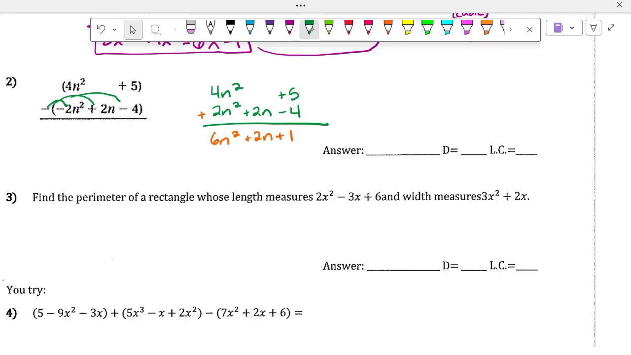Oh, yeah, you're right. See, Miss Murphy makes mistakes all the time. Son of a biscuit. There we go. See, I made the most common mistake. I only did the first term and not the other two.